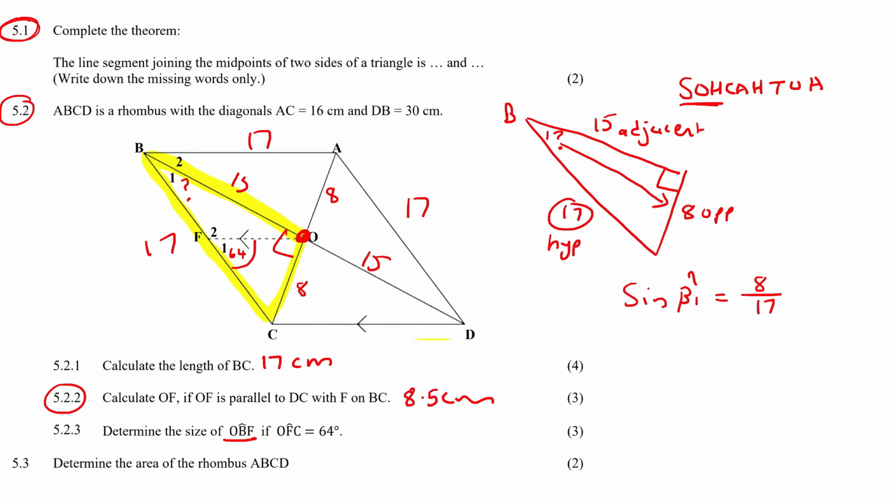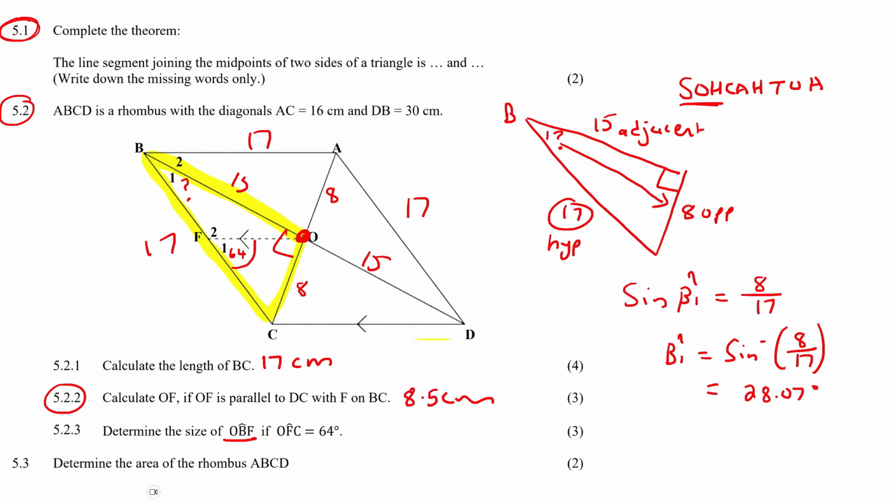And then to get the angle, I'm going to say shift on my calculator. So just say shift on your calculator, and then sin, and then 8 over 17. And if you do that correctly, it should give you 28.07 degrees.